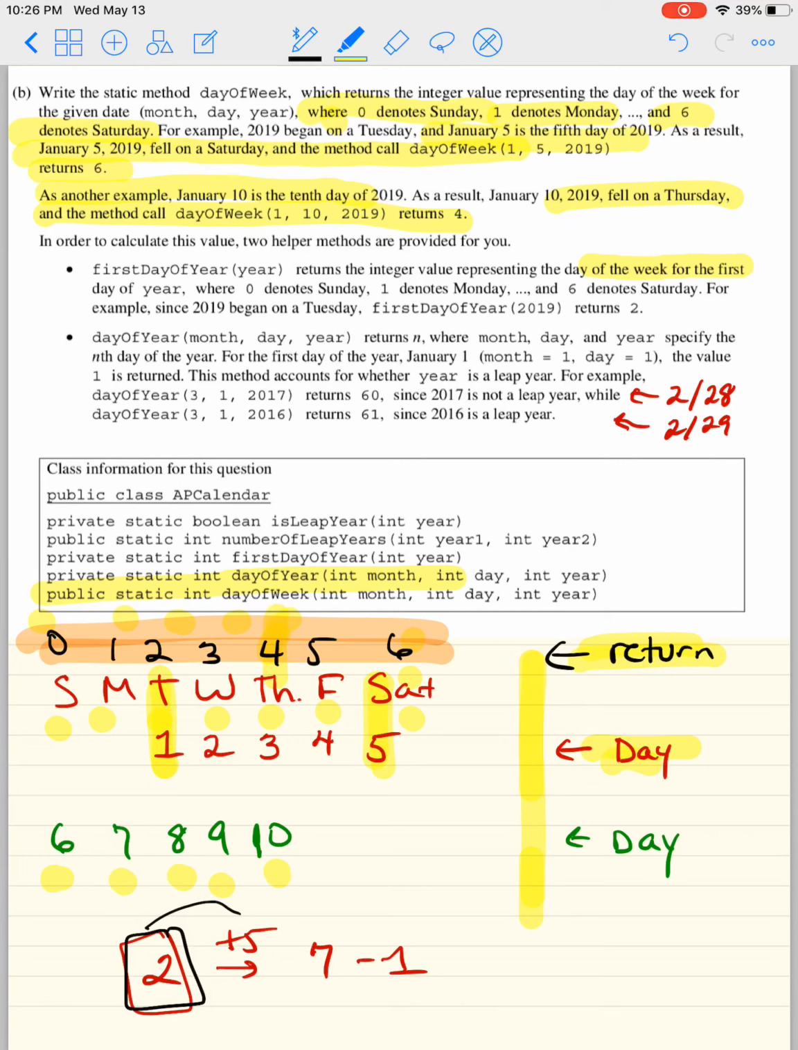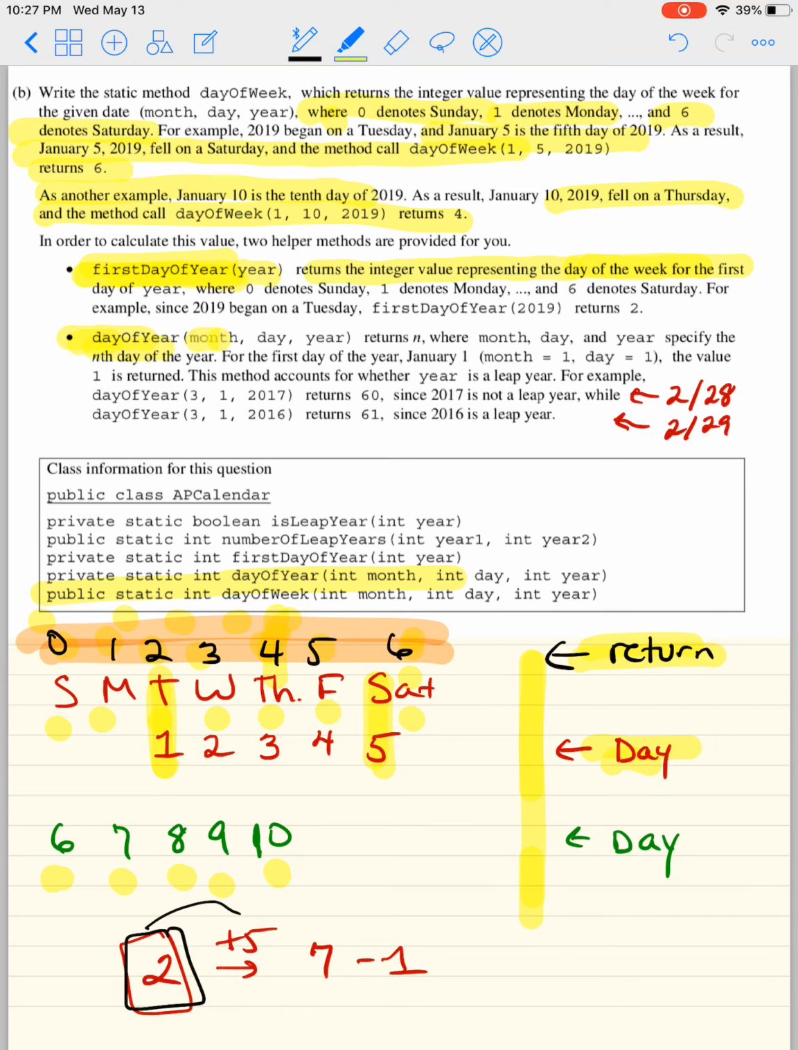In order to calculate this value, 2 helper methods are provided for you. First, firstDayOfYear, which takes the year in and returns the integer value representing the day of the week for the first day of the year. So in that example, Tuesday, which was the first day of the year, fell on 2, and that's how you would know it was a Tuesday. This is what firstDayOfYear does. It's going to give you the number 0, 1, 2, 3, 4, 5, or 6. No other number.